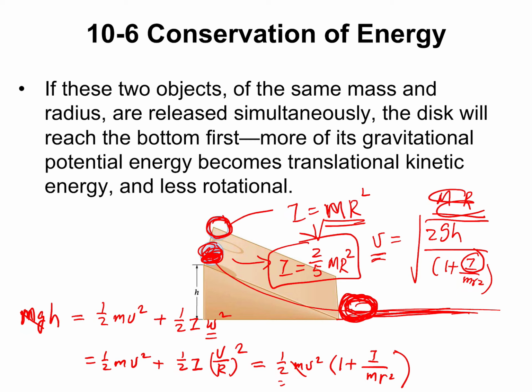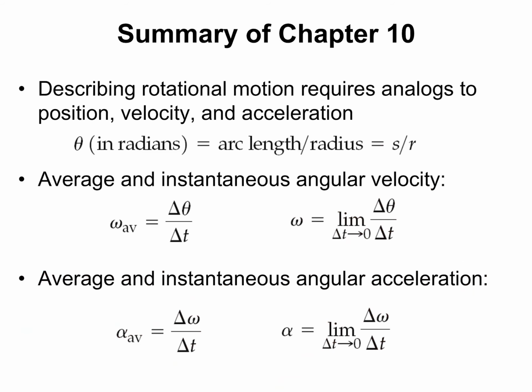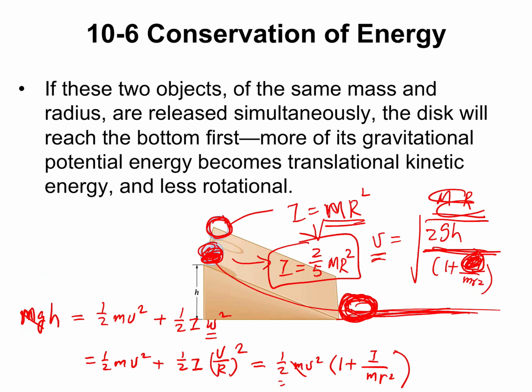So this is how you solve the problem. The bigger moment of inertia is on the bottom, in the denominator, so it makes the whole thing smaller. All right, so that's how you calculate which one reaches the bottom first.